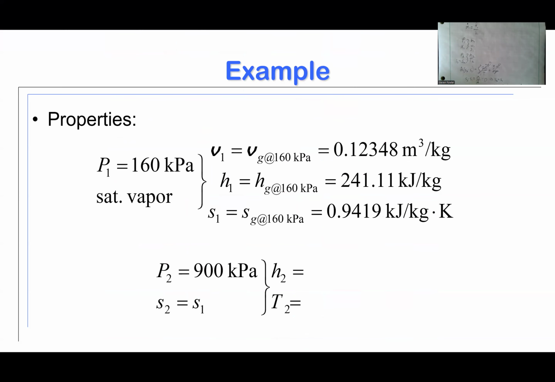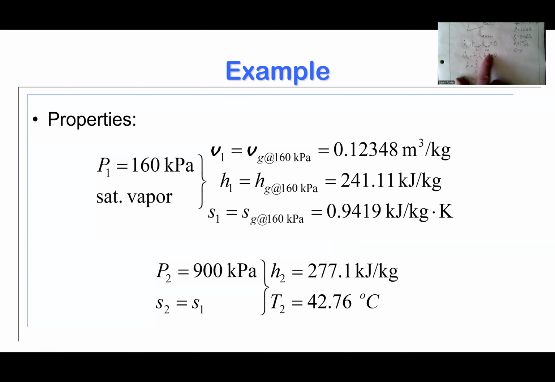All right, you got your answer? This is what I've got. H2 should be between about 274 and 284. So we're getting 277.1. We expect it should be closer to the lower value because the entropy was closer to the lower entropy value. And it should be closer to 40 degrees C. We get about 42.75 Celsius. Should get you pretty close. So that gives us our two H values, which is what we needed to solve our first law equation.